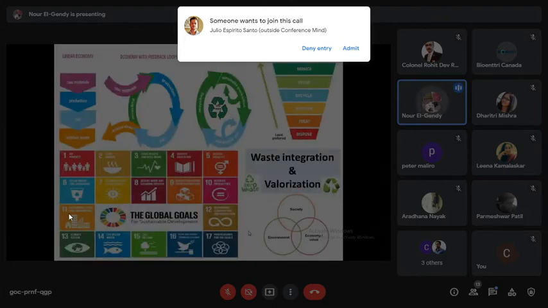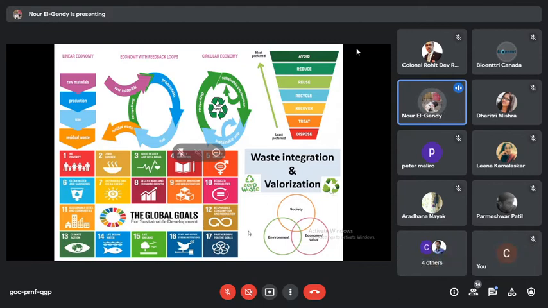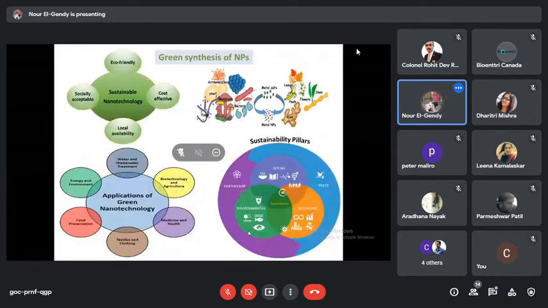So our main aim now all over the world is to overcome and avoid the production of any type of waste, and do integration between waste integration and valorization to achieve the concept of zero waste and circular economy, to achieve the three pillars of sustainability and the 17 goals of SDGs. Green synthesis of nanoparticles is one of our goals to achieve the circular economy and sustainability.